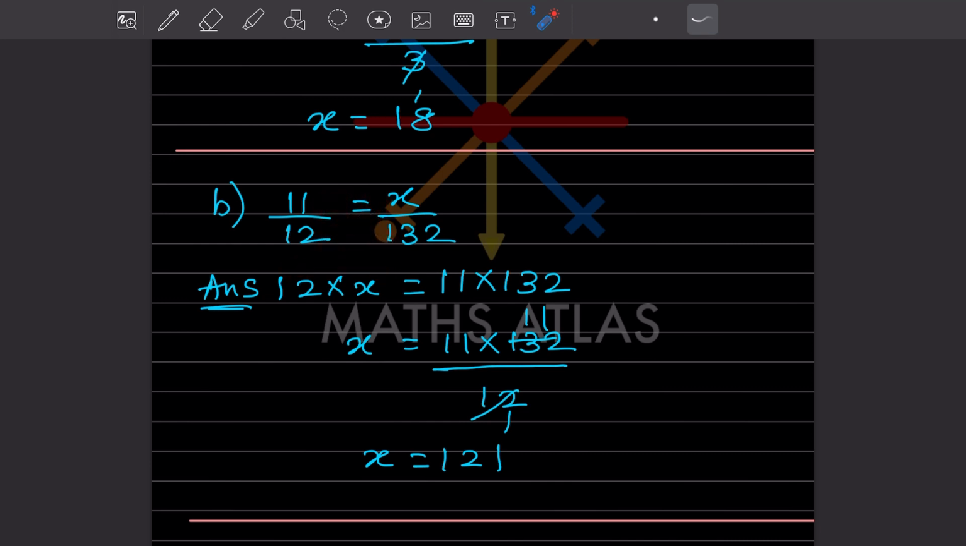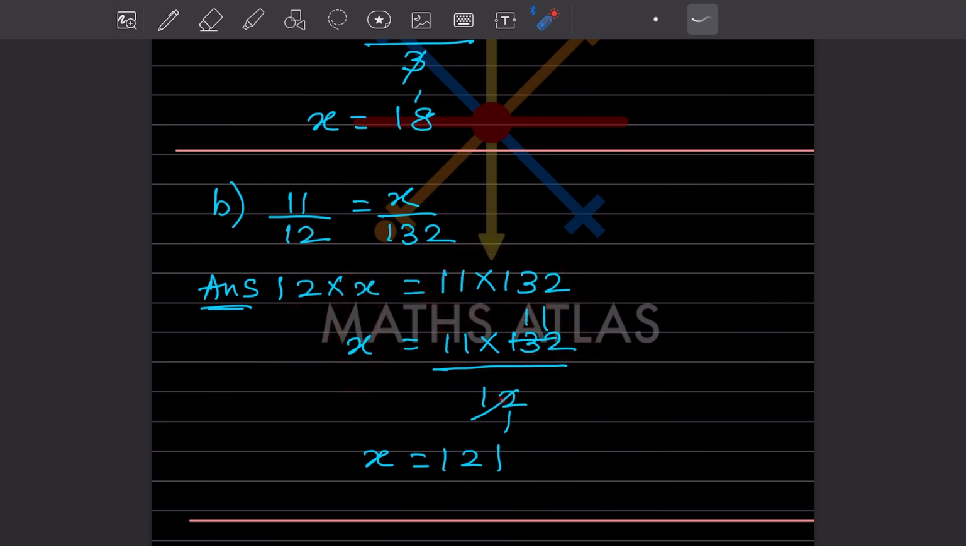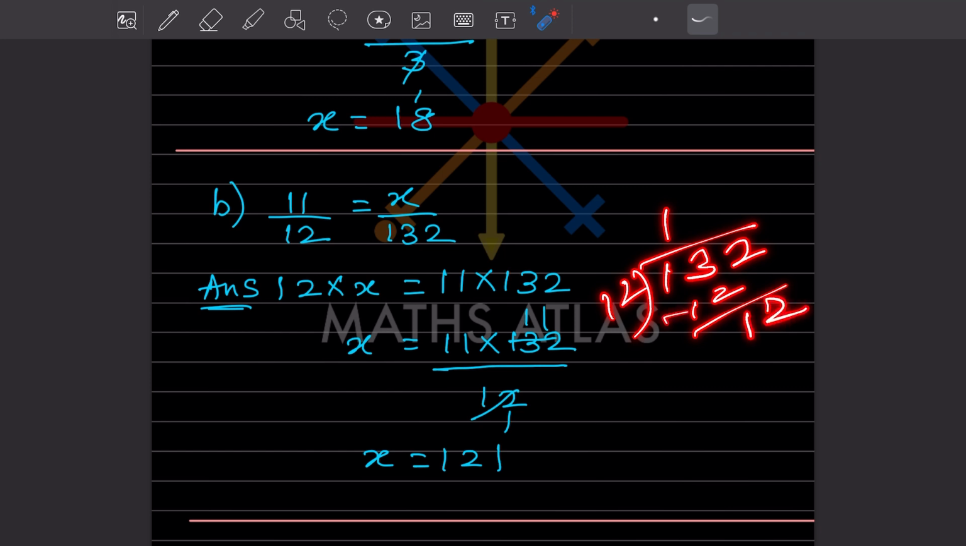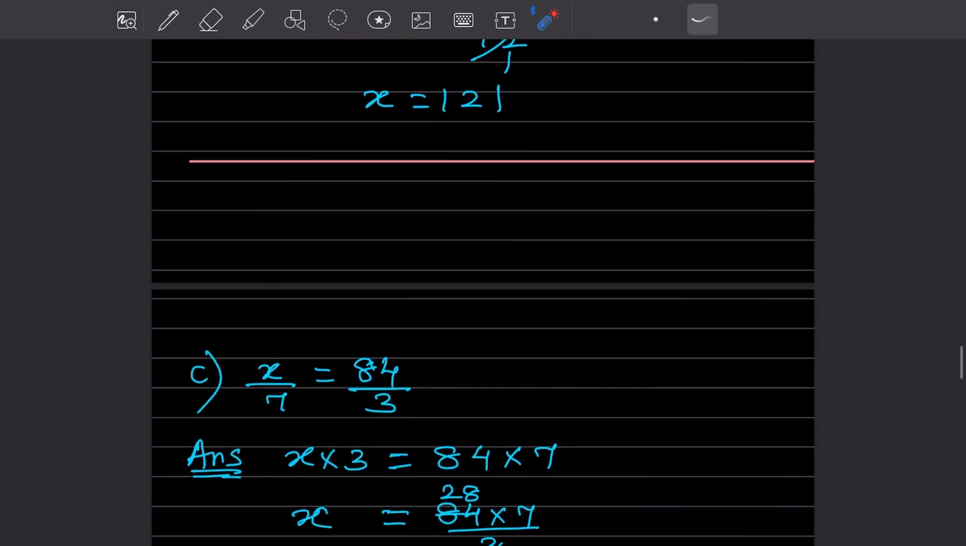So 12 into x is 11 into 132. I wrote it on the right hand side. So the value of x, here 11 into 132, I wrote it over here, and this 12 gets divided. So 12 ones are 12, 12 11s are. So if you don't know, you can also do here 132 divided by 12. 12 ones are 12, and 12 ones are 12. So this is 11 over here, and then 11 11s is 121. So the value of x, they have asked for the value of x.